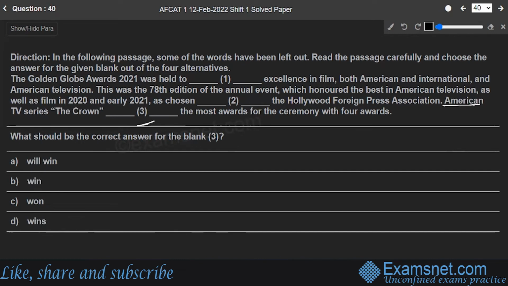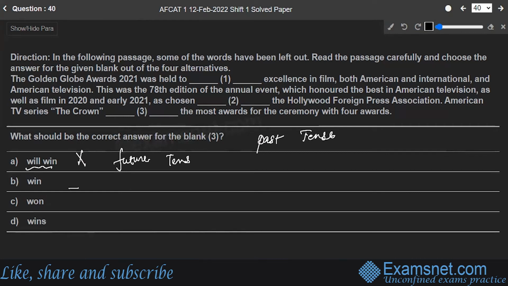The given options are will win, won, or wins. Which of these can be the suitable one that can come in the blank? American TV series The Crown dash the most awards for the ceremony with 4 awards. The given sentence must be in the past tense. It seems it's in the past tense. So will win, of course, will not go because this is the future tense.